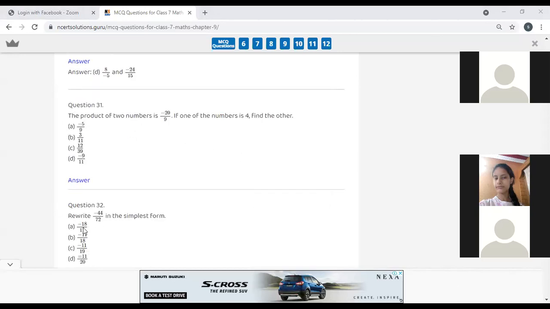Start the next. Two numbers have their product as this number. One number is 4, find the other number. Let the other number be X. Get the value of X. Hardik.